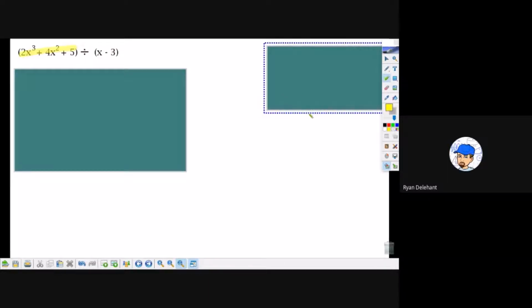This is missing something. What's it missing? It's got an x to the third. It's got an x squared. What doesn't it have? It doesn't have an x. To be able to do any sort of division with this, I've got to put that 0 back in.